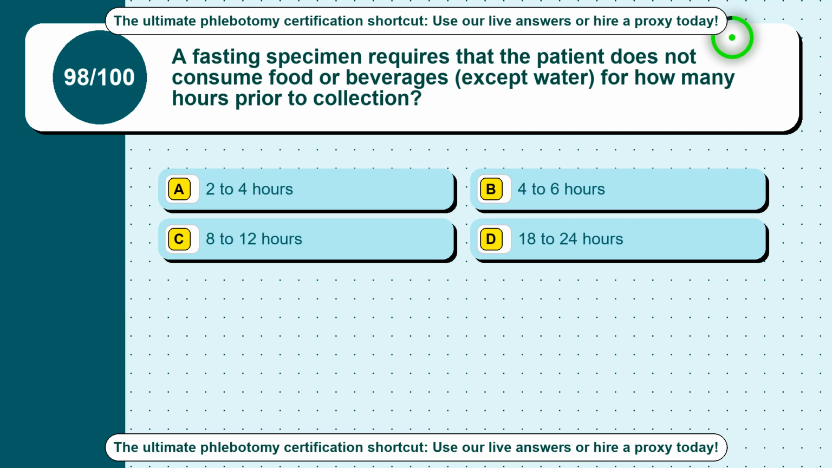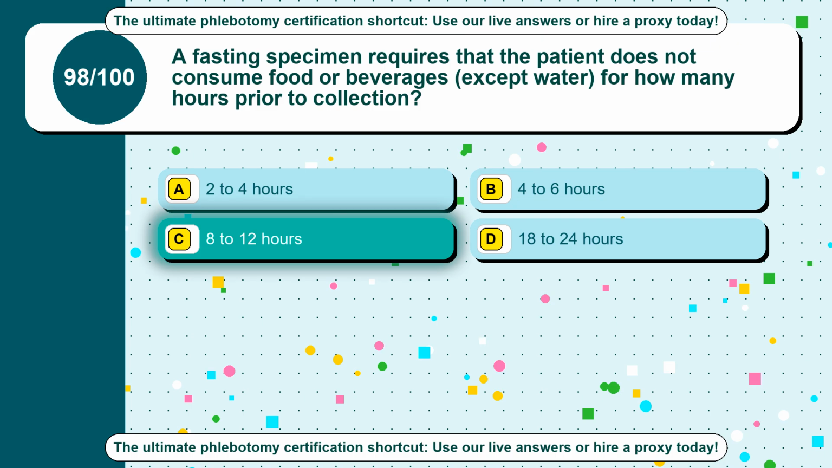Question 98. A fasting specimen requires that the patient does not consume food or beverages, except water, for how many hours prior to collection? Option A. 2 to 4 hours. Option B. 4 to 6 hours. Option C. 8 to 12 hours. Option D. 18 to 24 hours. The correct answer is option C.